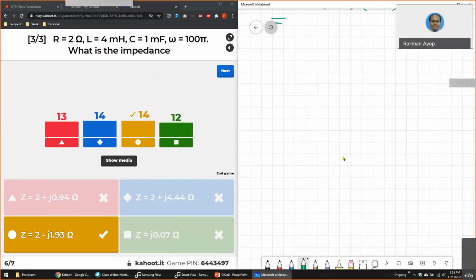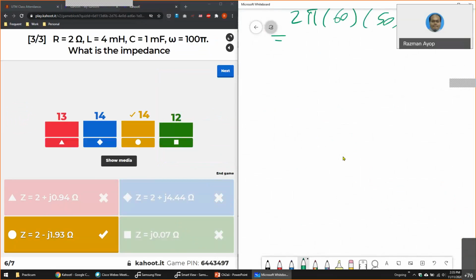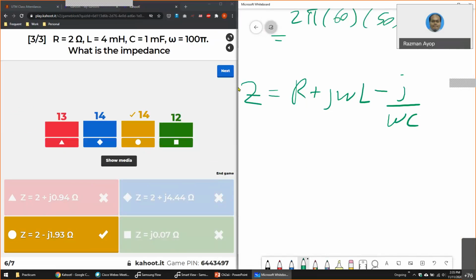Okay, only 1/4 of you get the correct answer. So how to do this? You get Z equals R plus JWL minus J divided by WC. Just insert all the values. W, already calculated, is 105.